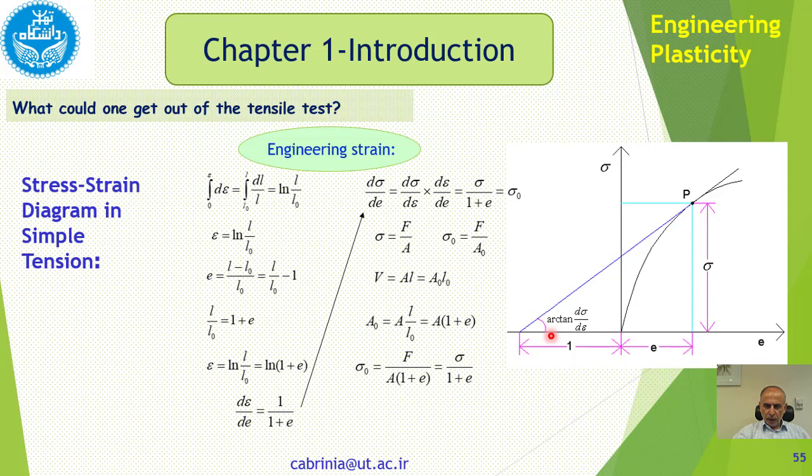Sigma divided by 1 plus e. That gives the instability point for engineering strain. The other one gave the instability point for true strain. Okay, so this is true stress, engineering strain. That previous one was true stress, true strain.